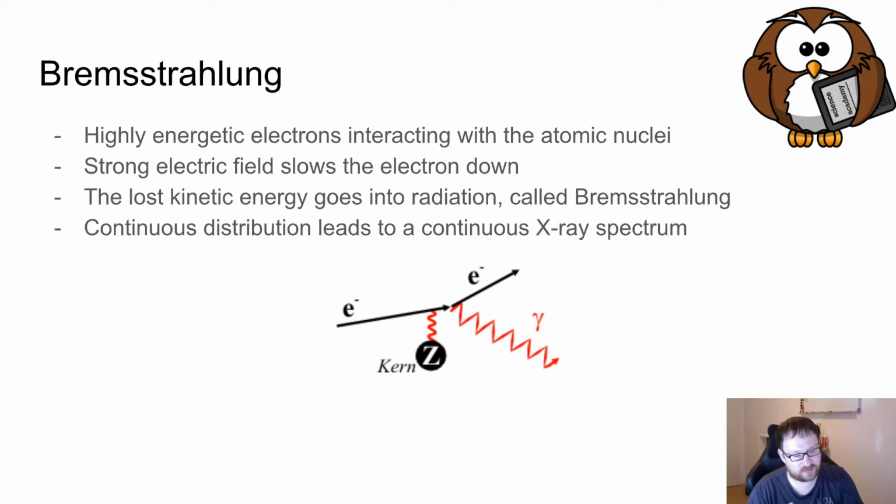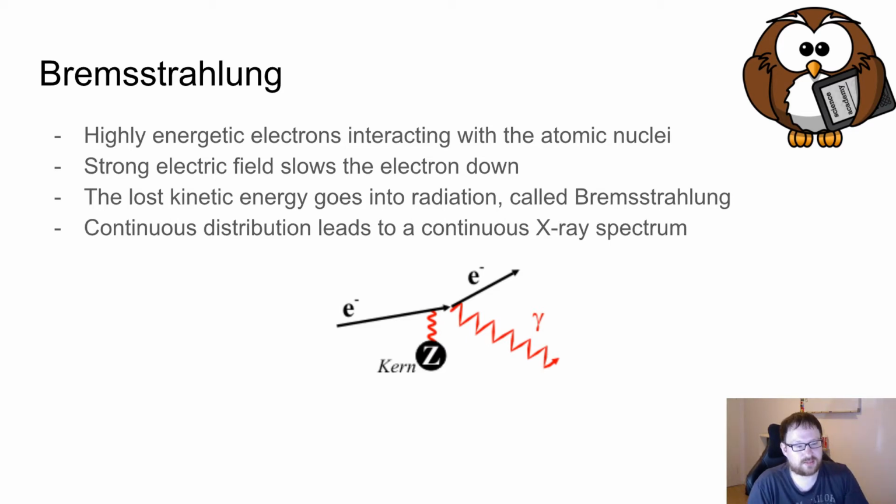And if a charged particle is decelerated, it always has to radiate. So it loses kinetic energy, and this energy has to go somewhere. In this case, this is the X-ray radiation that is generated here, right? But this is a continuous process. It could be closer to the atom, it could be far away from the atom. So you would expect a smooth distribution of energy of the X-ray photons here, right? And that's exactly what we see.